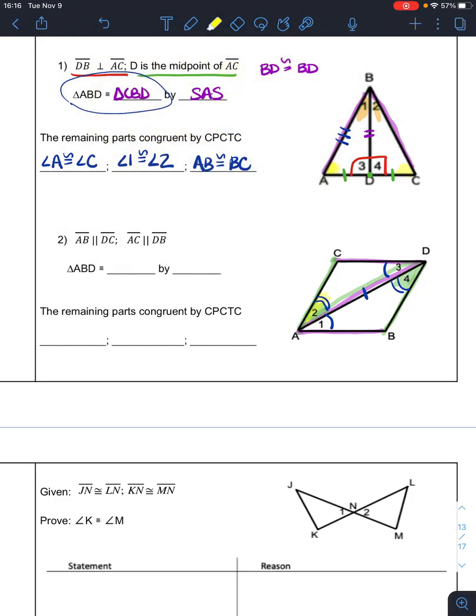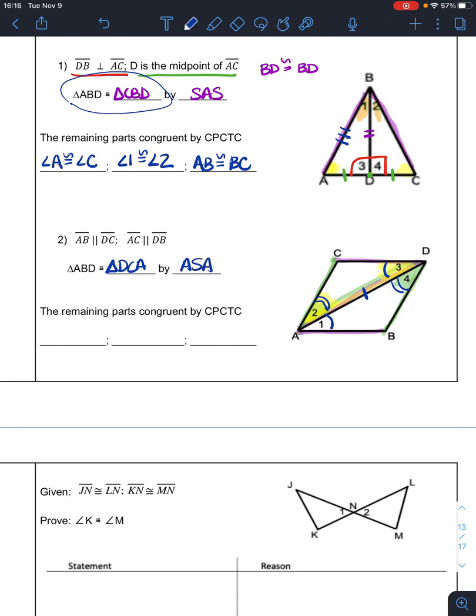So now I can say that the triangles are congruent. Look at the pieces I have. I have angle 2, I have angle 3, and I have that side of the triangle. So then I can say that ABD is congruent to triangle DCA by angle side angle.